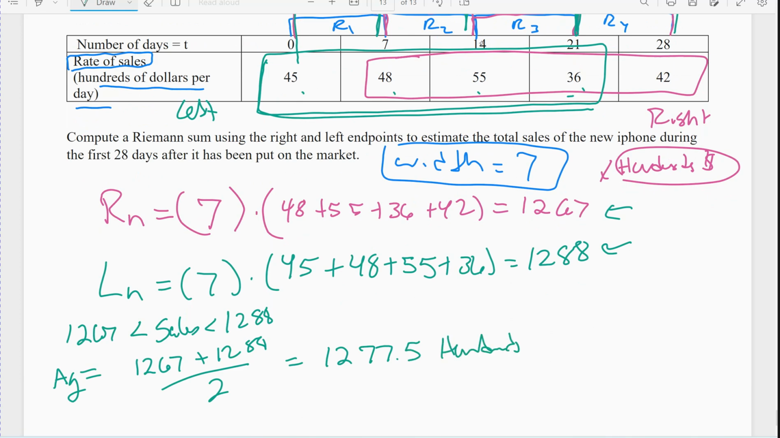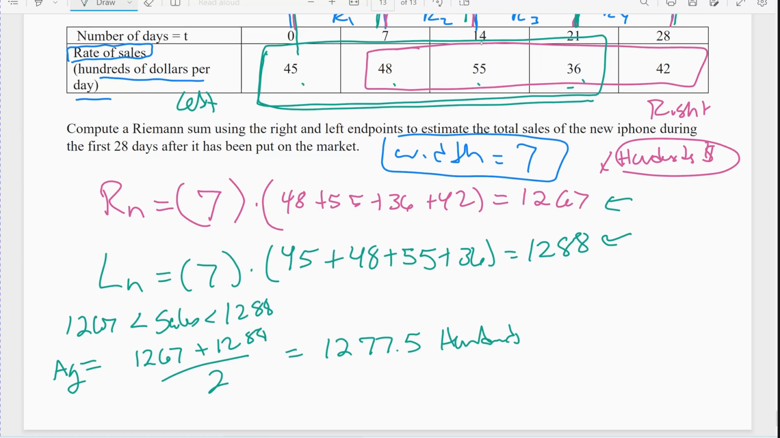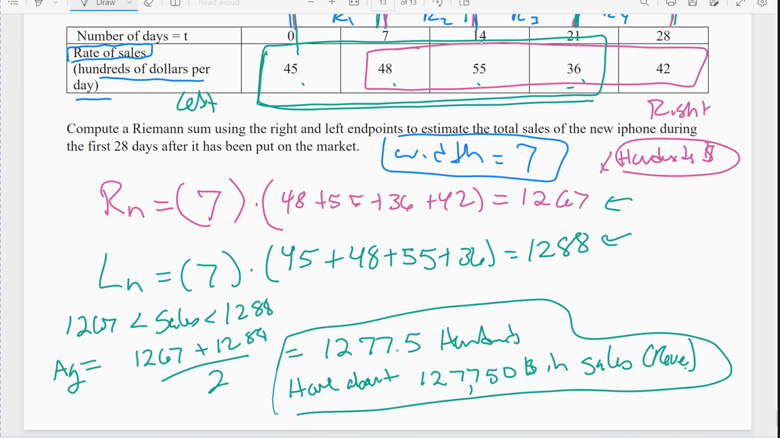You either use the word or you multiply by 100. So they would have about, because it is an approximation, 127,750. So $127,750 in sales, which would be revenue, based on the information given.